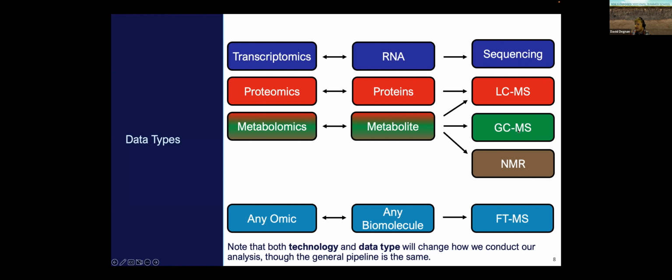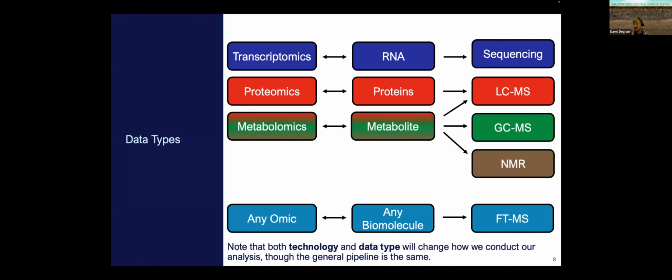And then we have our example, which, depending on who you ask, I think it's totally fair to also think of FTMS as a type of metabolomics, as a type of high-res metabolomics. But since we aren't specifically selecting with a library, let's say 4 metabolites or 4 proteins, I feel like thinking of it as an any omic is appropriate.